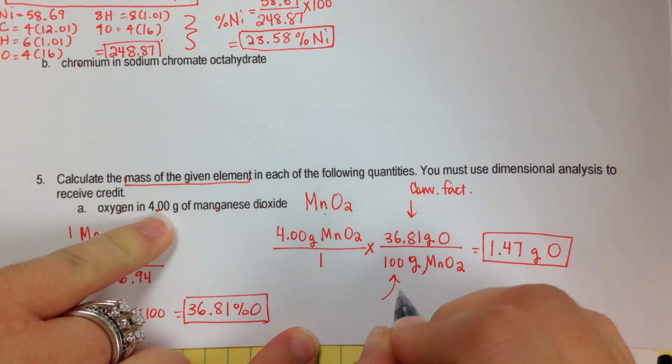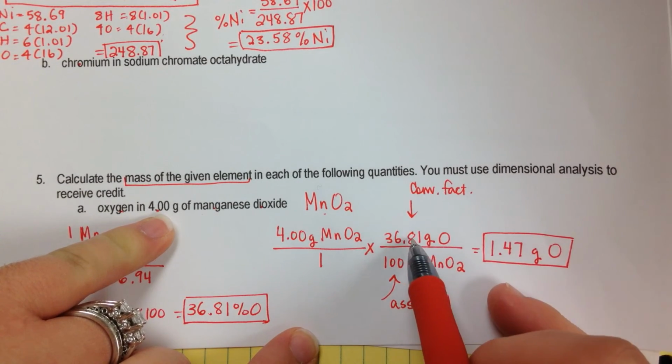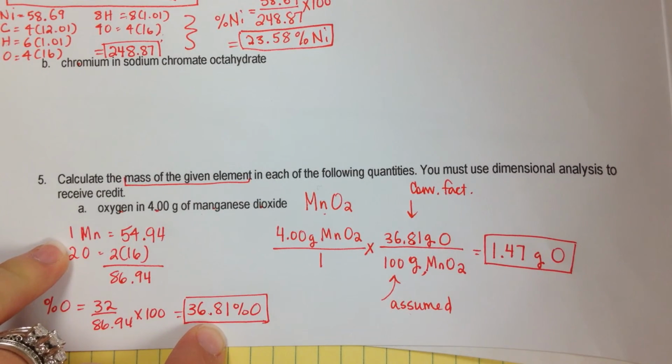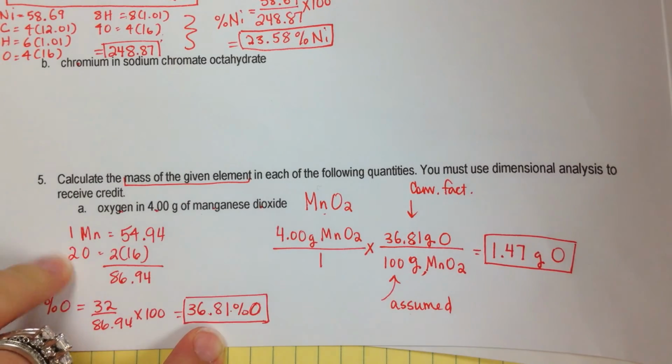Okay, this right here is assumed. Okay, this right here was the percentage composition. Okay, and that's the relationship between the percent of oxygen and what I found with the percent comp.